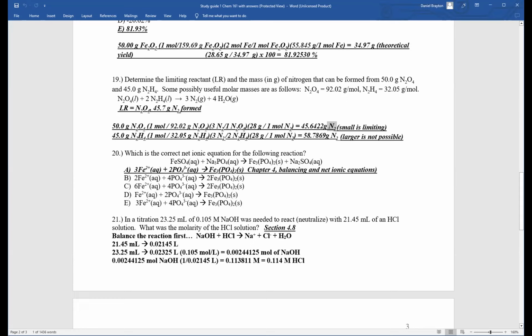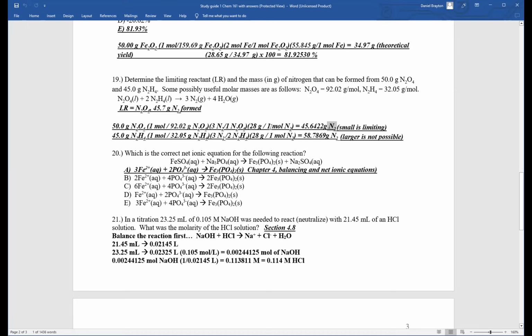You could have just done it in the molar amount, but usually when you do one of these, you're usually doing the percent yield. And if it's in a lab, you're almost always doing the percent yield. So these numbers, you would need one or the other anyway. But then it's just the one that's smaller. So that tells you which one's limiting.